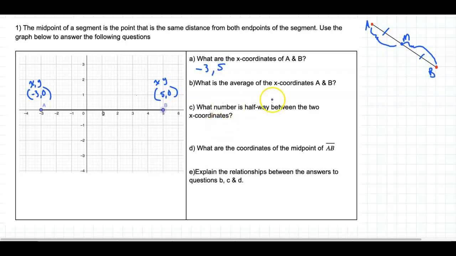And what's the average of the x coordinates? If we add those together and then divide by the number of them, which is 2, so -3 plus 5, we know that's 2, divided by 2 is 1, right? So the average is 1. What number is halfway between the x coordinates?